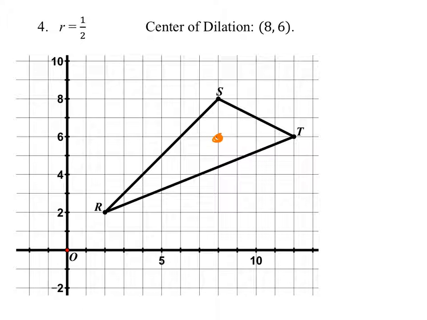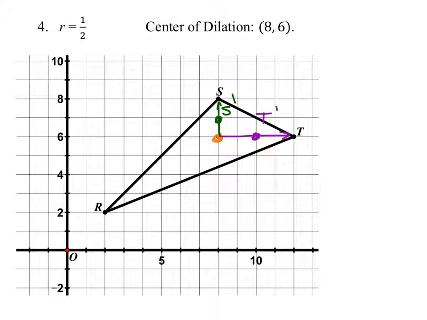S. All right. S is 2 away straight up from the center of dilation. So we're going to cut that in half straight up, and up 1, that is S prime now. T is 4 away to the right. So we'll do half of that, which is right here, 2 away. And that now is T prime.